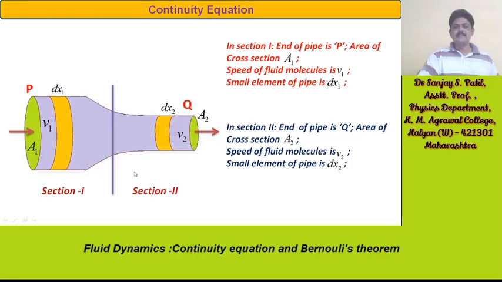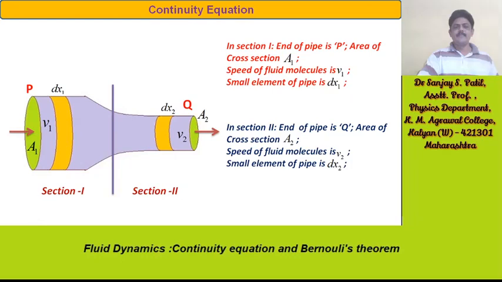Come to the next section, section 2. End of pipe is Q, area of cross section A2, speed of fluid molecules V2, dx2 is the small element of pipe. So like this whole pipe is being considered.